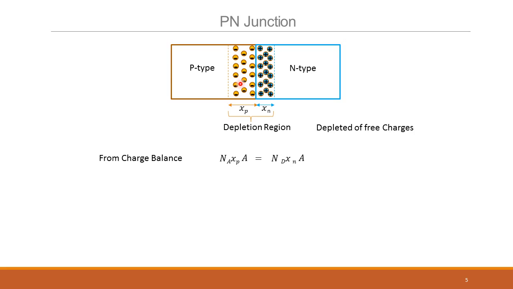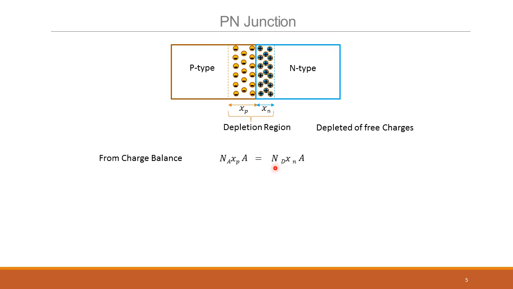What is the charge on this side? It is Na. Na is the number of dopant atoms per unit volume, right? Let A be the cross section area, xp is the depth or the depletion region width, right? So xp into A is the volume of the depletion region in the p-type material, and since there are Na atoms per unit volume here, it is Na xp into A.